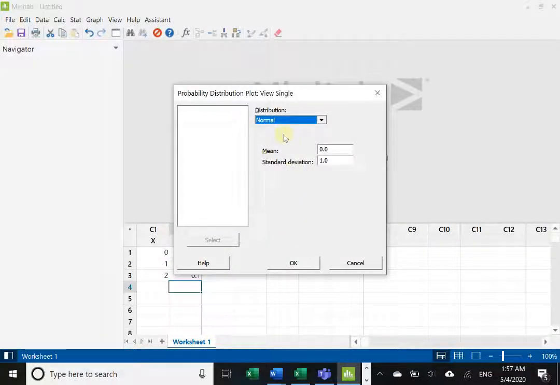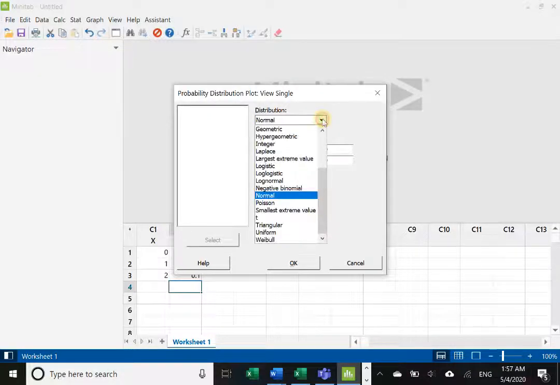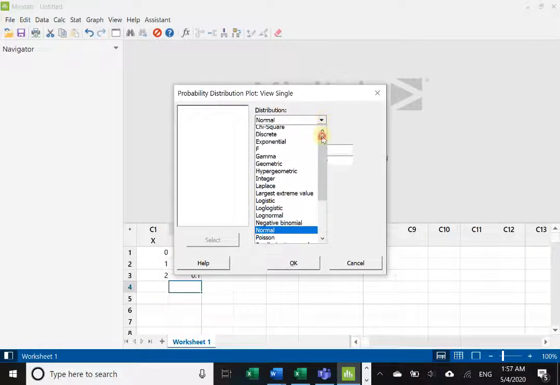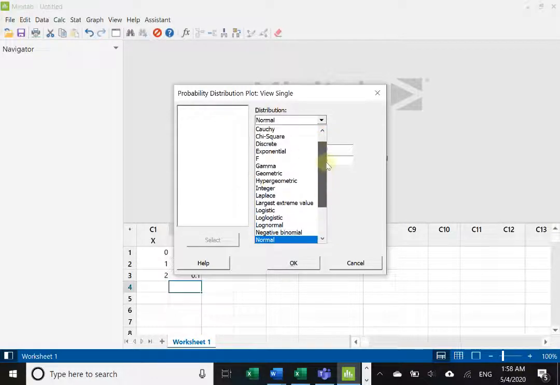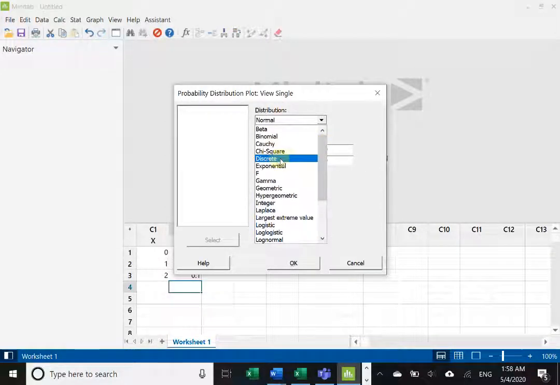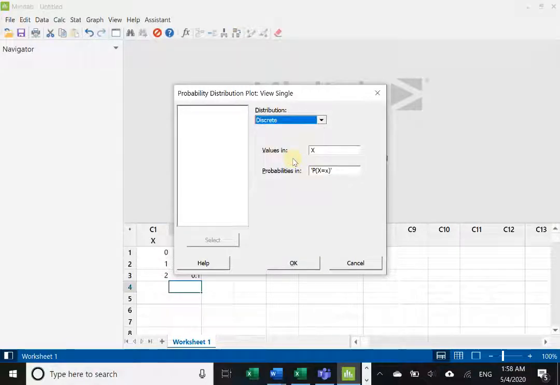And let's see. For distribution, we're gonna go up here. See, these are the list of discrete and continuous probability distributions. These are all the well-known distributions. I'm just gonna click on discrete. That's what we're doing, our custom-made discrete distribution.